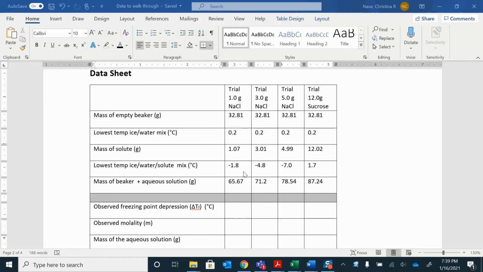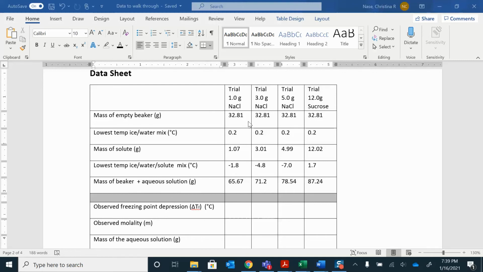And the lowest temperature here with the 1 gram was like -1.8 degrees Celsius. This one went down to -4.8. -7. So you can see the more solute that you added, the more the freezing point went down. And then what we did was we strained out the ice and we measured the mass of the beaker with the solution. And that's all the data you have to collect.